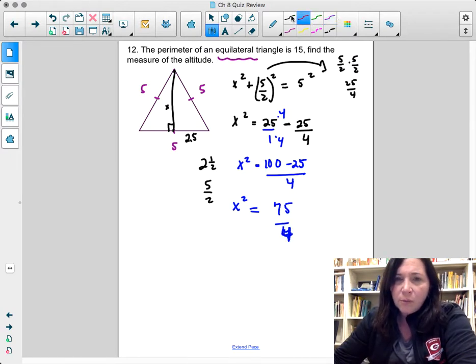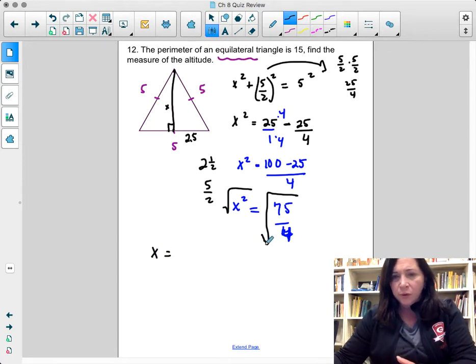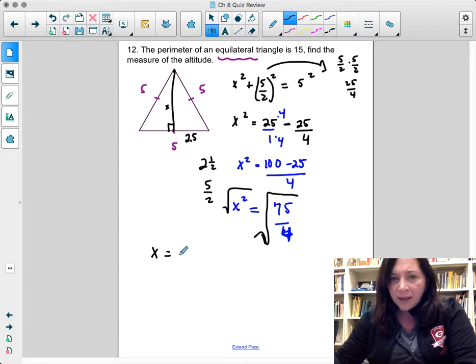Now we're going to square root both sides, okay? So by square rooting both sides, keep in mind the whole thing gets squared. I have x is equal to, now, a root that covers both top and bottom, numerator and denominator, can be split up as root 75 over root 4, okay? Well, the square root of 4 is 2, all right? So we know that's 2.